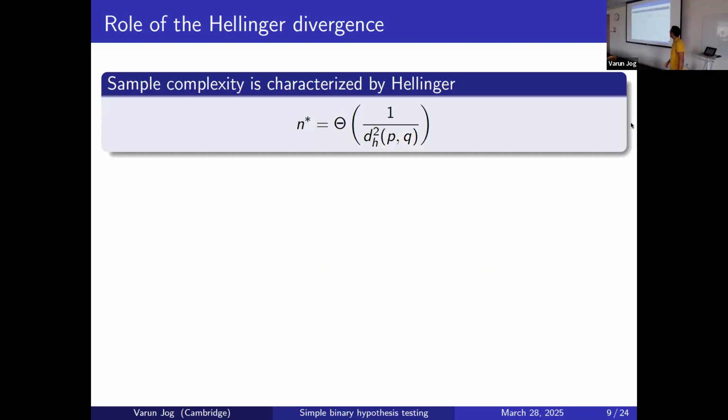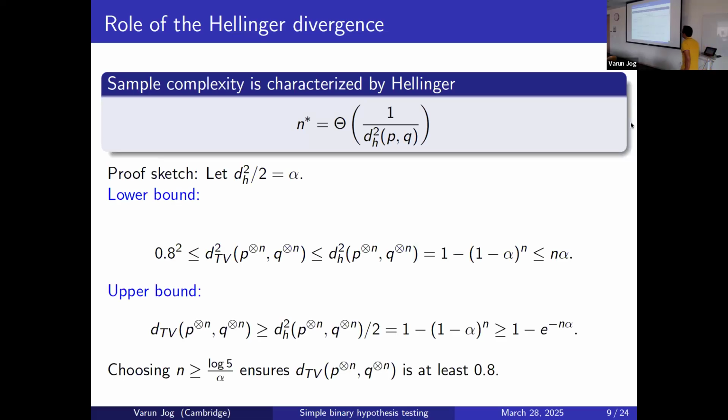And it turns out that Hellinger is the right quantity that characterizes the sample complexity in the uniform prior case. So when alpha is 1/2, it turns out that the sample complexity, which I said is between 1/TV and 1/TV squared, is in fact this quantity, 1 over Hellinger squared. Is this also historically known, or is this something new? This is also historically known, yeah.